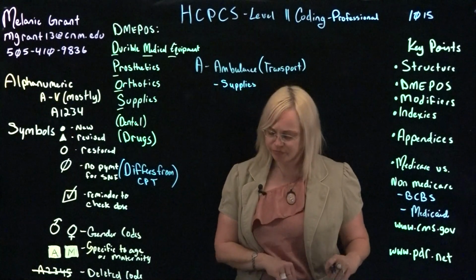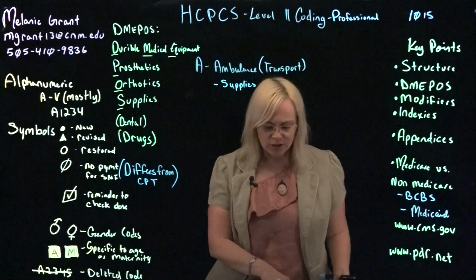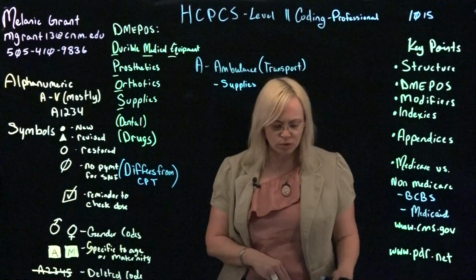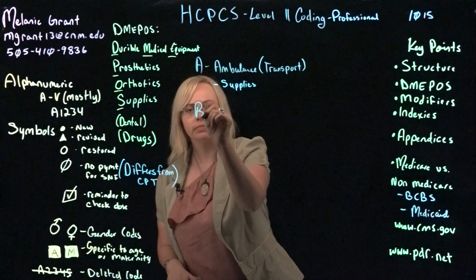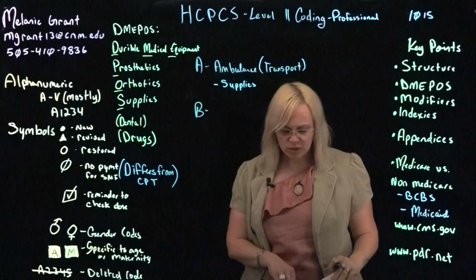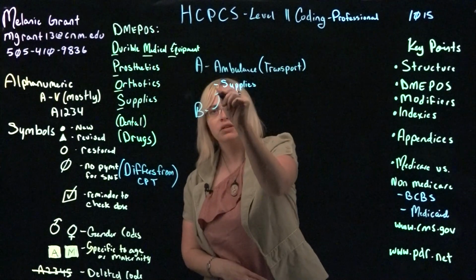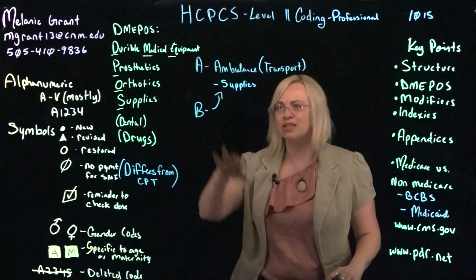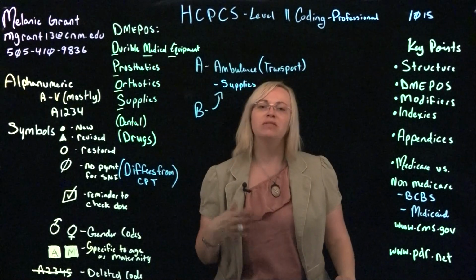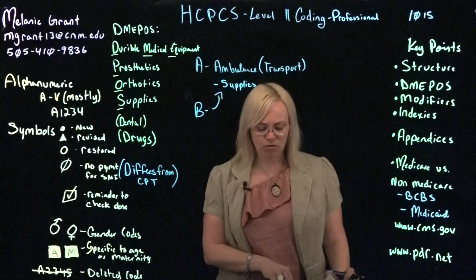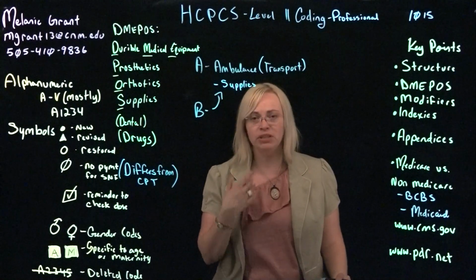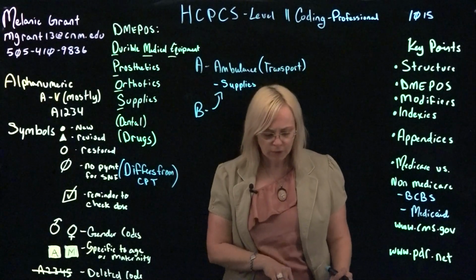The next one are your B codes, and these are for your enteral and parenteral therapies. Okay. And these ones are basically just those supplies are very specific. So we'll put those under supplies here. That's why it was listed kind of together. This is very specific to nutritional feeding for patients that are not able to eat on their own.